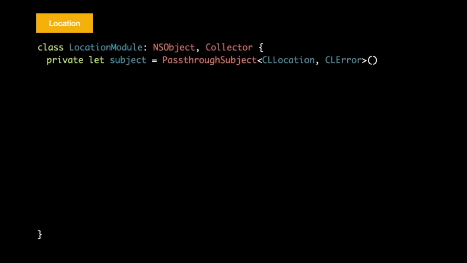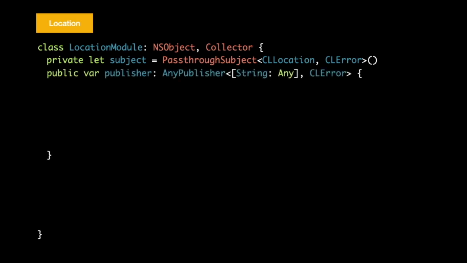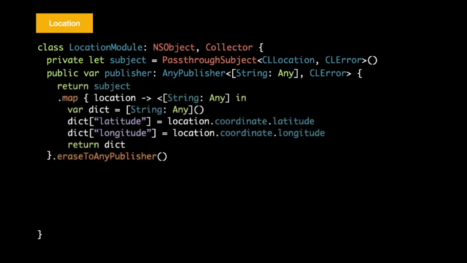Similar to our previous module, the location module has a private subject that publishes a CLLocation object. Because Core Location can throw Core Location errors, we want to bubble these up from the location module to the core module to let the clients know if they need to. So this pass-through subject has a failure type of CLError. In the public publisher property, we map that subject just like we did in the previous modules, but also carry around that CLError information. In the publisher property, we map the location object to our latitude and longitude.